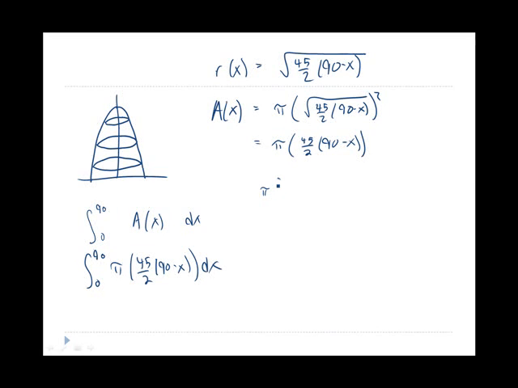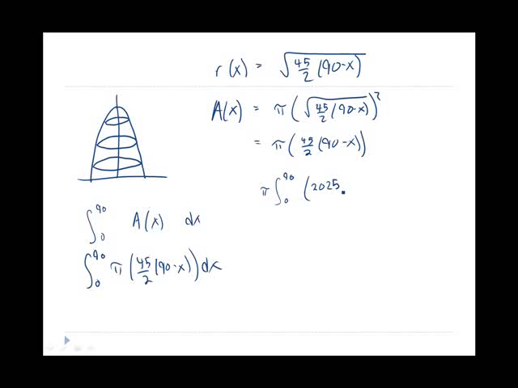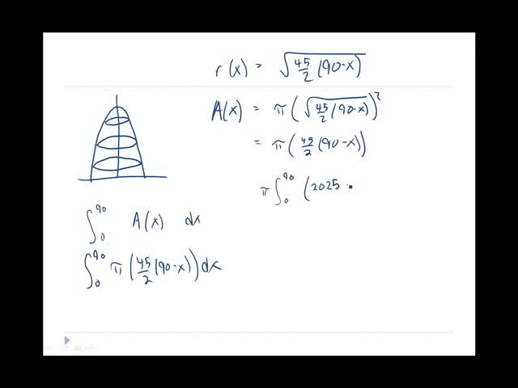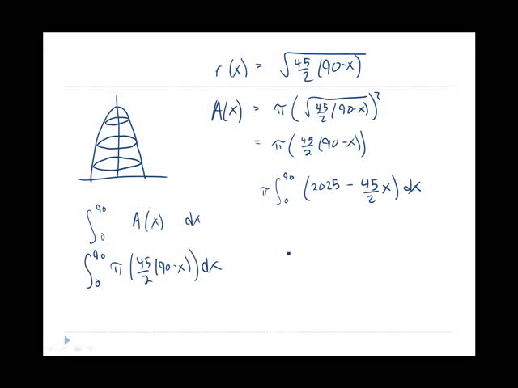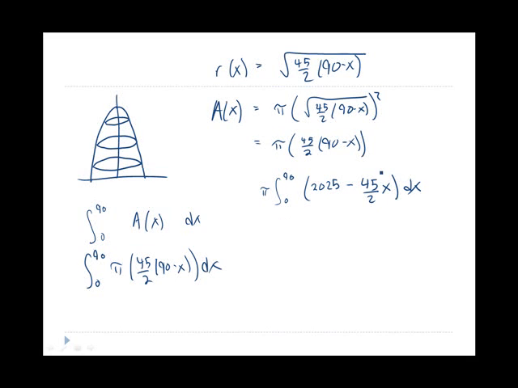I can factor the pi out of my integral. I have the integral from 0 to 90 of 45 over 2 times 90, which simplifies to 2025, and then minus 45 over 2 x, right, distributing that 45 over 2, dx. So 45 over 2 times 90 gave me 2025 minus 45 over 2 x. I factored out the pi. I don't have to do any u substitution here. I don't have an inside function. I just have this nice term 2025 and this other nice term 45 over 2 x. I can integrate both of those.